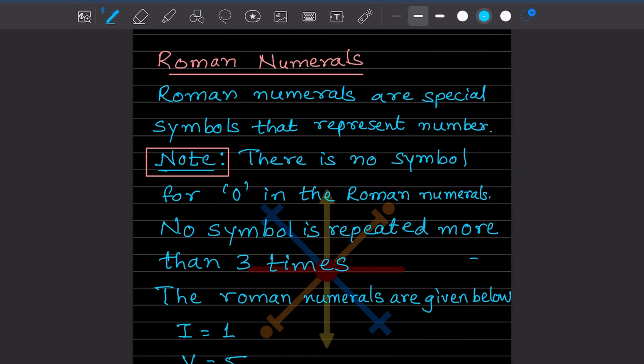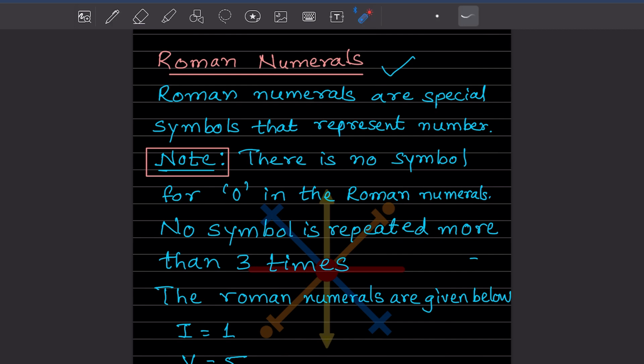So let us start. Today, we have seen in the previous video about estimation, how to estimate by rounding. Before we start with the new exercise, we are going to see the Roman numerals, with some explanation about them.